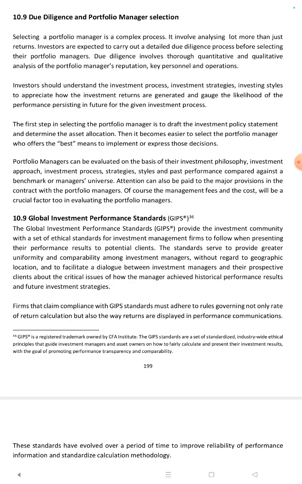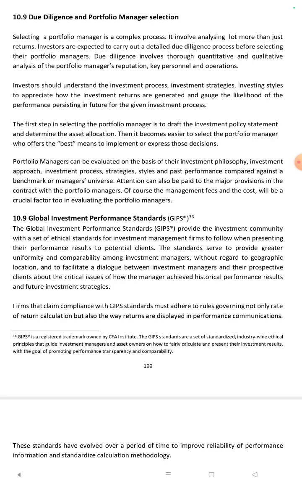Investors should understand the investment process, investment strategies, and investing styles to appreciate how the investment returns are generated and gauge the likelihood of the performance persisting in future for the given investment process. The first step in selecting the portfolio manager is to draft the investment policy statement and determine the asset allocation. Then it becomes easier to select the portfolio manager who offers the best means to implement or express those decisions.